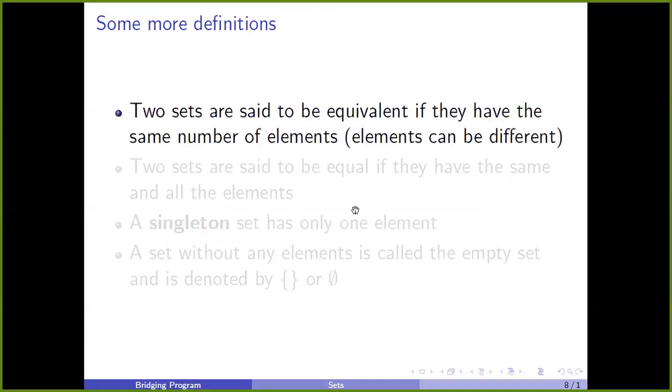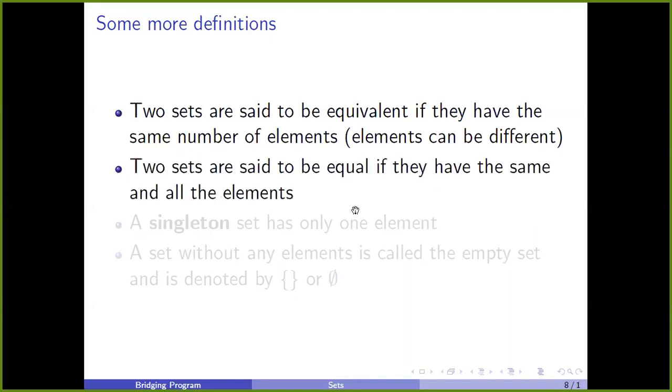Now, two sets are said to be equivalent if they have the same number of elements. The elements themselves can be different, but the number is the same. As an example, set A has 3 books in it, and set B has 3 tall guys. A and B are equivalent because they have the same number of elements.